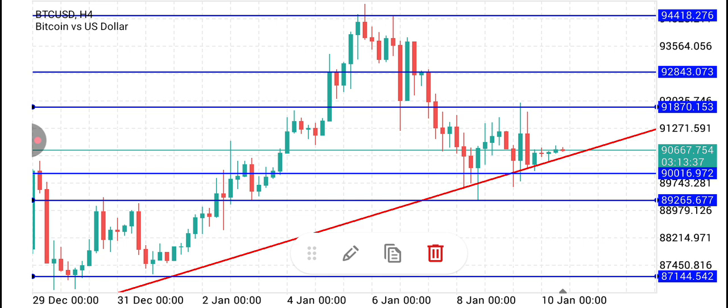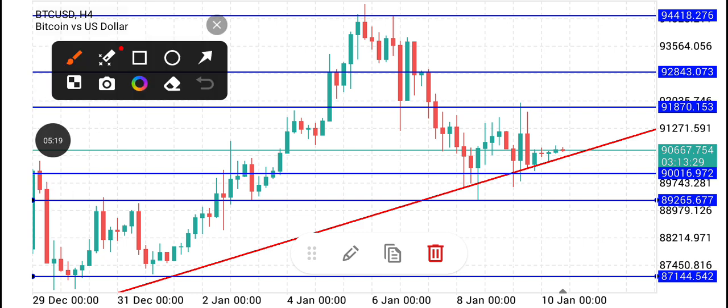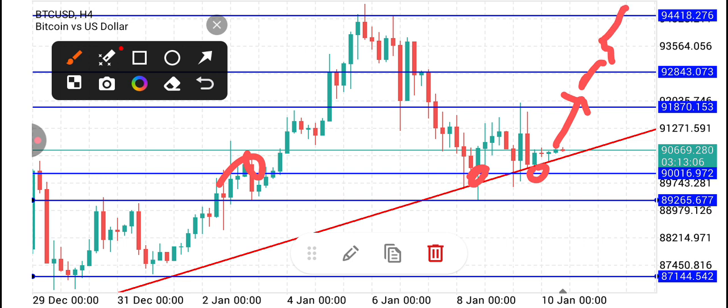90,016.97. So it's very interesting that the price is very synonymous to a bullish continuation. It means that the price is at a very initial buying spot because of the support level we have here. So the price has more chances of hitting the 91,870.15 level and going as high as 92,843.07, and then as high as 94,418.27.